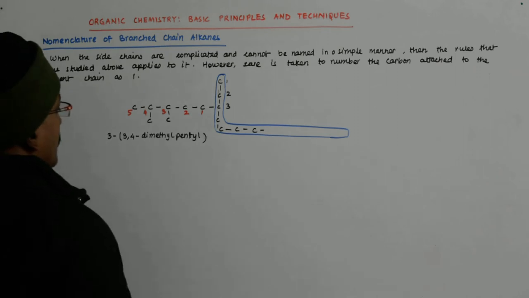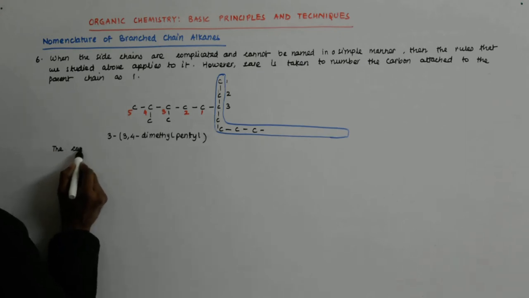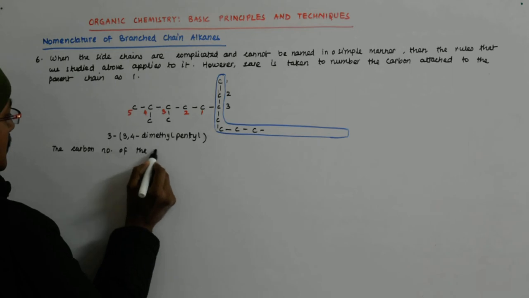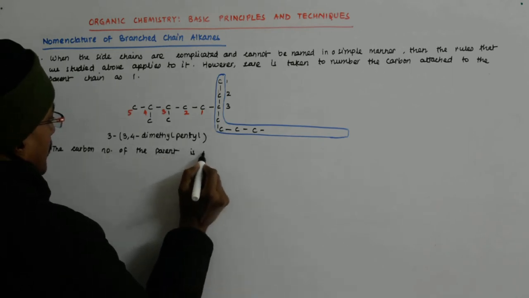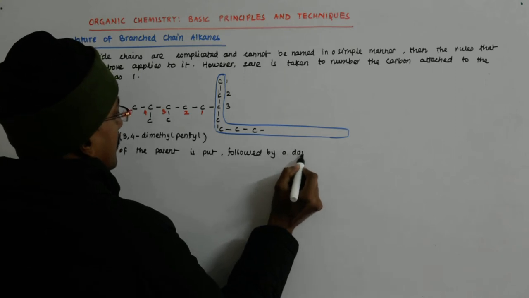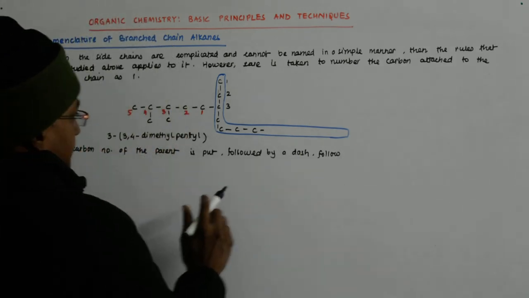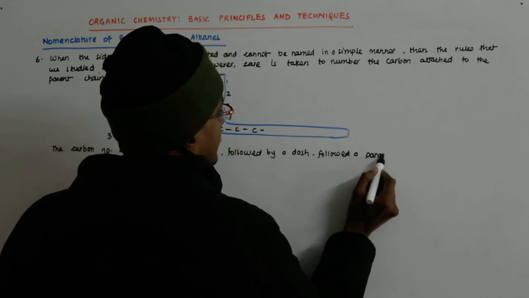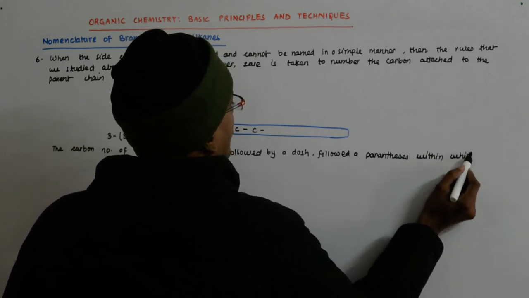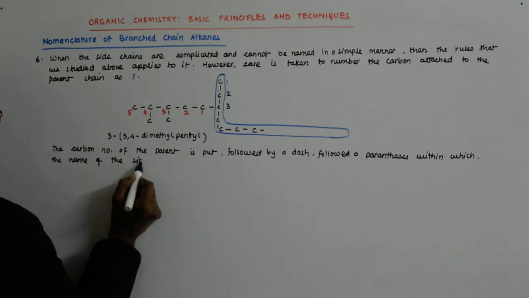Okay, so the carbon number of the parent is put, followed by a dash, followed by a parenthesis within which the name of the side chain is written.